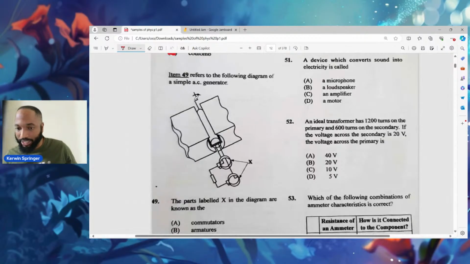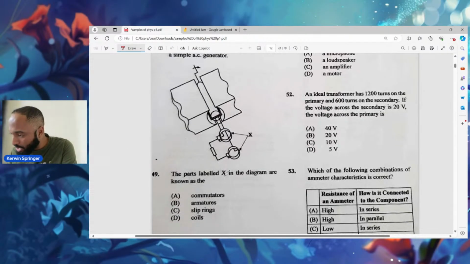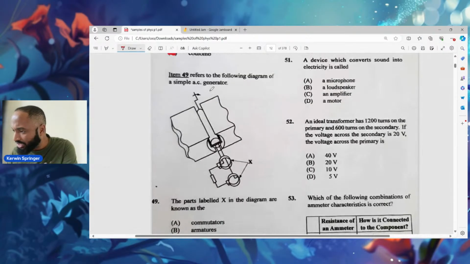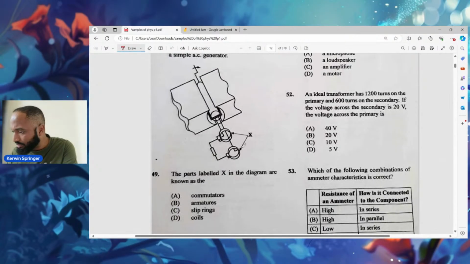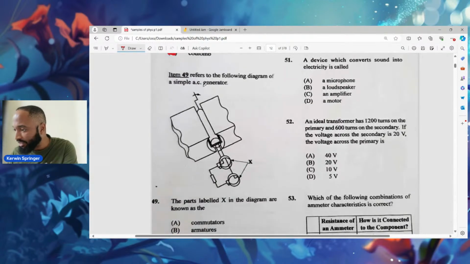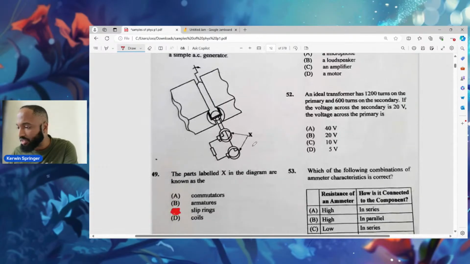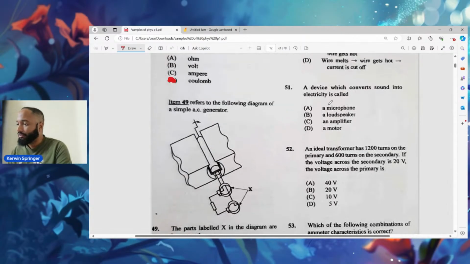We have a simple AC. Parts label X, known as what? Is the part label X? It's not coils. This is a generator. So these are just slip rings. This is C. Slip rings. It's an AC generator, so you don't need a commutator or anything. This is just slip rings.